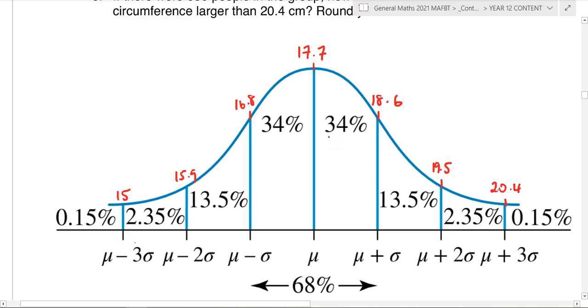Now, hopefully I haven't lost anybody, but we're going to look at these numbers as a range for where the data is. So you could say 34% of your data, for example, here is between 16.8 and 17.7. You could also say that 34% of your data is between 17.7 and 18.6. You could also say that 68% of your data right here is between 16.8 and 18.6. And that's how we use these values, and hence why I've put them in there.